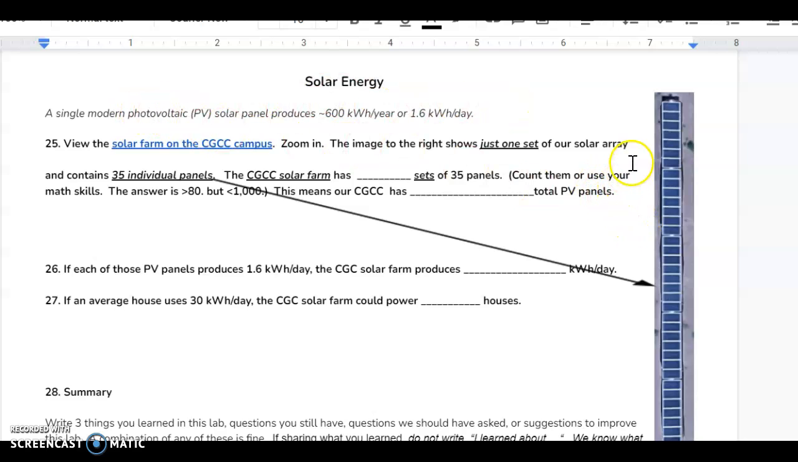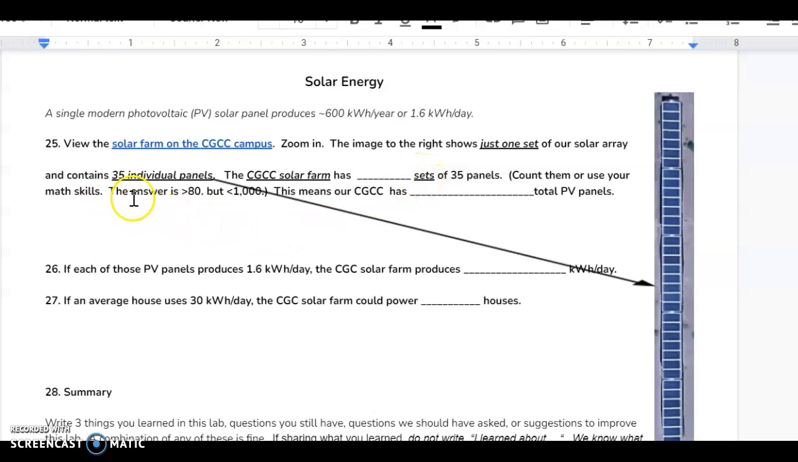Okay, so you want to pay attention to the numbers up here. And this tells you, you're looking at the panels here, and you want to see how many sets of 35 panels there are here. Okay, I did misspeak here. Read carefully, I'm jumping around. And okay, you want to look at the solar farm at this link, and you zoom in. This shows one set of the solar arrays. This has 35 panels. And so you want to count on this image at this link and see how many sets of 35 panels you see.